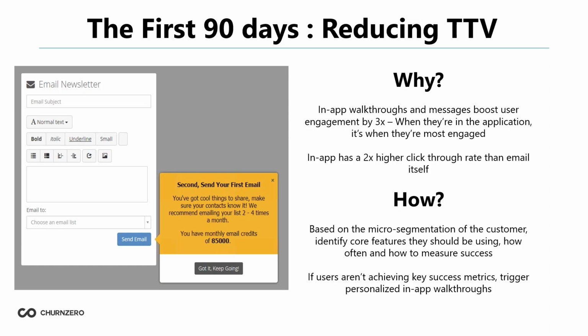This could be different by role. This could be different by persona. Again, this could be different based on the products that they used or purchased. The idea is to make sure that we have success criteria for each of these types of customers. And should they not be reaching those success criteria on their own, trigger these different types of in-app walkthroughs to help them get there.